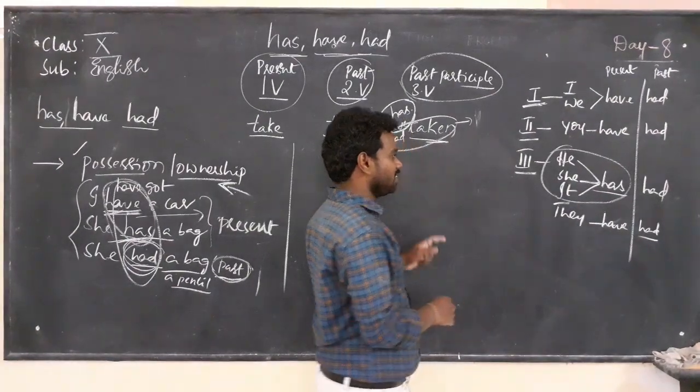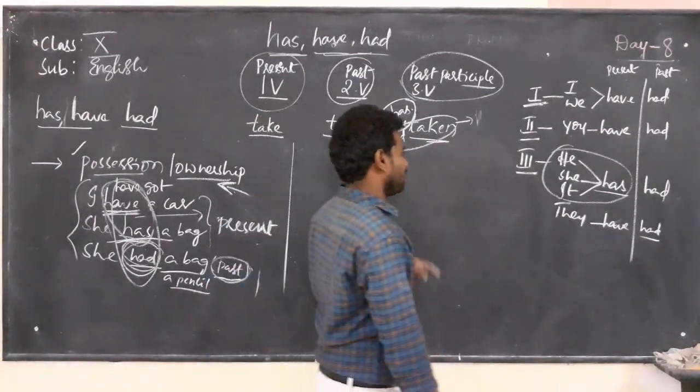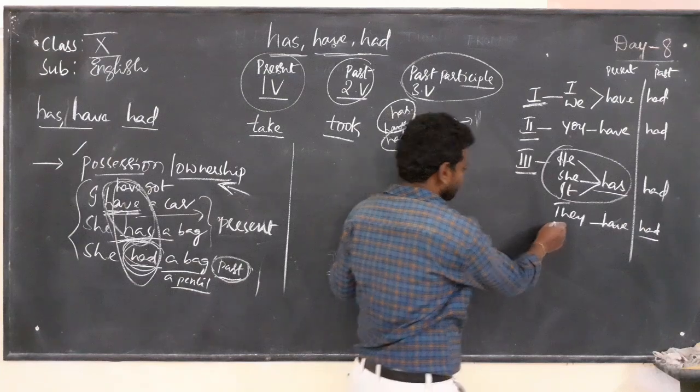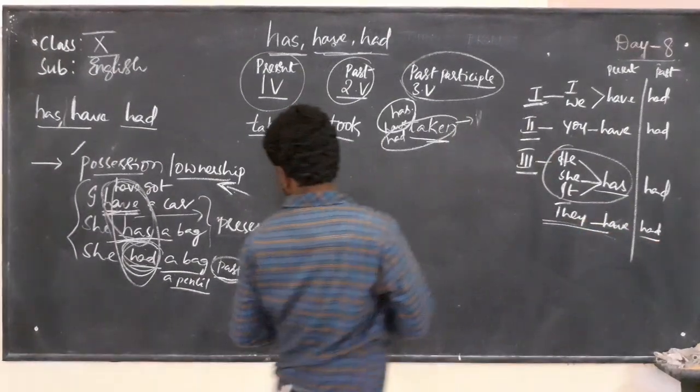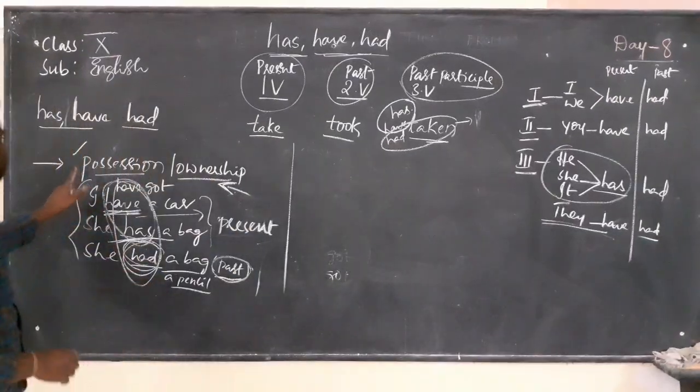When the third person is singular, we use has. Now you see here, they have, they have. So this is one usage.